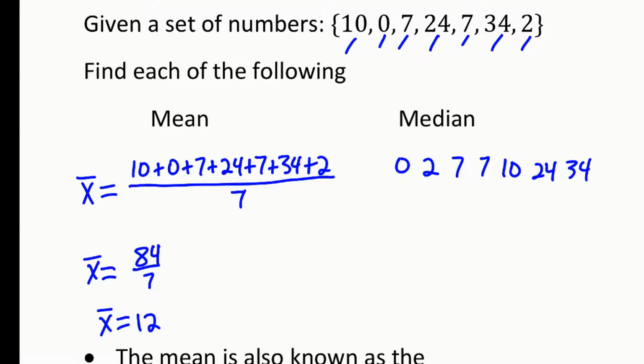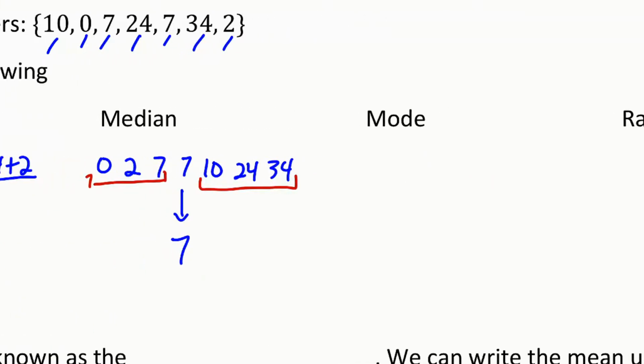Since there are 7 data points in this data set, there are 3 to the left of the middle and 3 to the right of the middle. So in this case, 7 is the median. The mode is the piece of data that occurs most often in the data set. And we can see here that all of the pieces of data occur once, except for 7, which occurs twice. So in this case, the mode is 7.